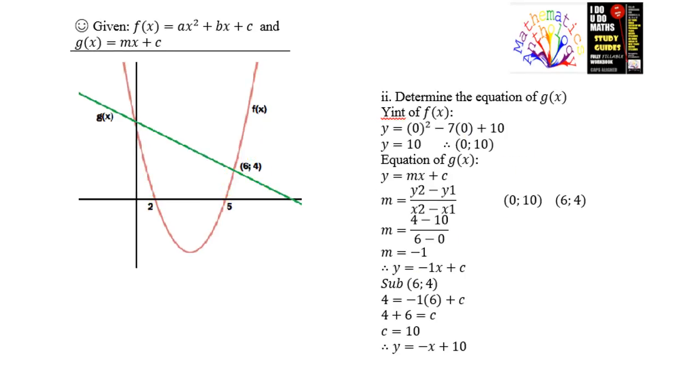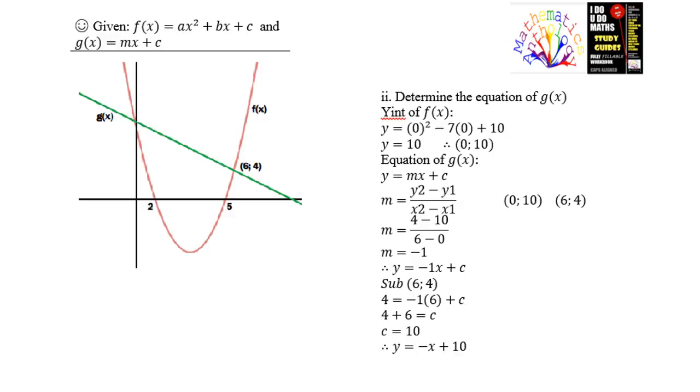Let's look at another one. f of x is equal to ax squared plus bx plus c, and g of x is equal to mx plus c. Sorry, the same graph again. The next question, determine the equation of g of x. So g of x is our straight line graph. We need 2 points on the graph of g of x.